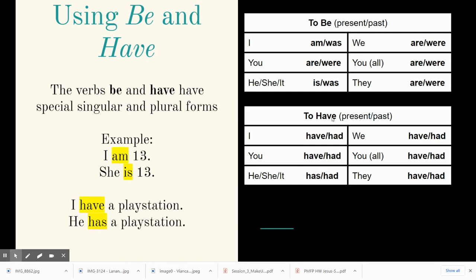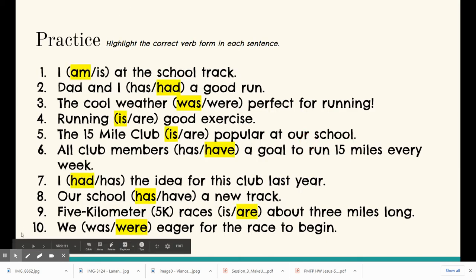Now let's look down at the verb to have. Again, on our left-hand side, you'll notice we have our singular form, and that's because it goes with our singular subjects, I, you, he, she, or it. So let's take a look at our singular form of the verb to have. If you have the subject I, in the present tense, you will say, I have. I have $10.